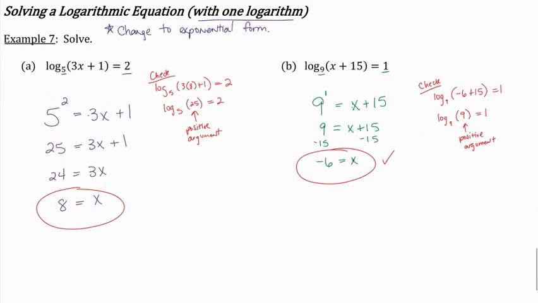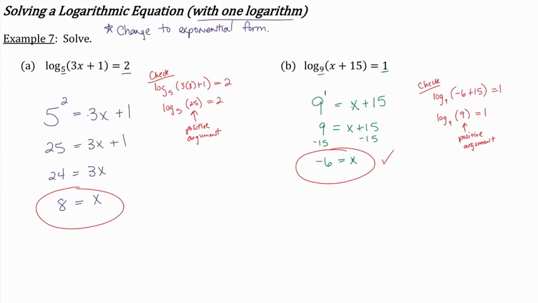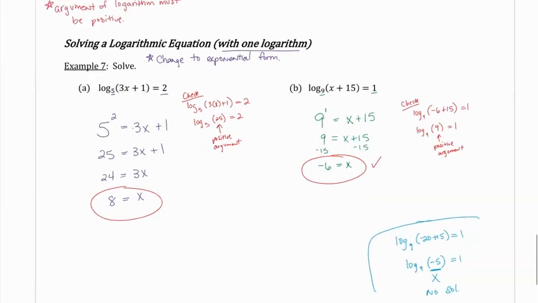The only time it's not okay is if when you plug it back in, you get a negative argument inside that parentheses. So if I had maybe gotten an answer here of like negative 20, then log base 9 of negative 20 plus 15 would be log base 9 of negative 5. That does not work because that would be a negative argument. So then I would say no solution. But as long as you end up with a positive argument, your answer is fine. But you always want to quickly check that to make sure.